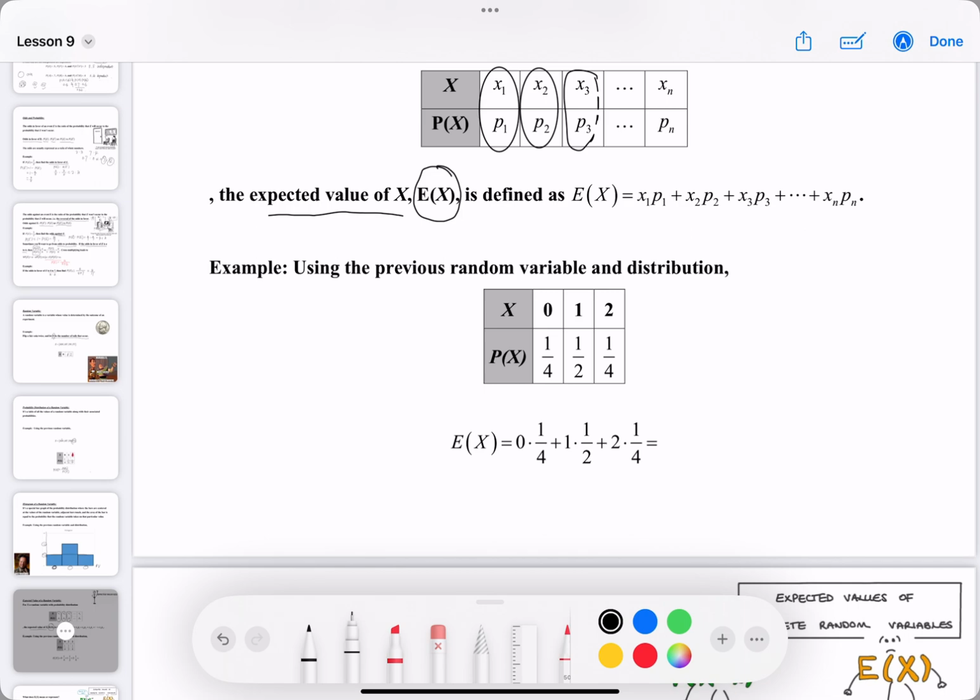For example, if I'm using this formula to find the expected value of X, or E(X), in the given table, we have the random variable on the first row, and in the second row, the probabilities. So E(X) is 0 times 1/4 plus 1 times 1/2 plus 2 times 1/4. The first term is 0, and 1 times 1/2 is 1/2, plus 2/4, which is 1/2. 1/2 plus 1/2 is 1. Okay, so the expected value of X is 1.